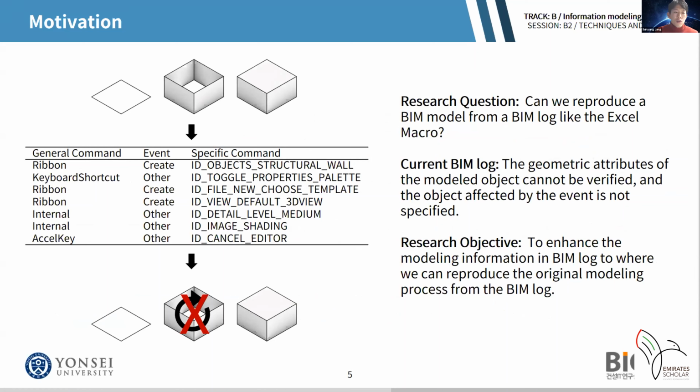The table on this page shows an example of modeling information included in the Revit journal file. Even though the Revit journal file records the executions of commands, the geometric attributes of the modeled objects are not included. And the object affected by the event is not specified in the log as well. Therefore, reproducing the modeling process was not possible. So our research objective became to enhance the modeling information in the BIM log to where we can reproduce the original modeling process from the BIM log.